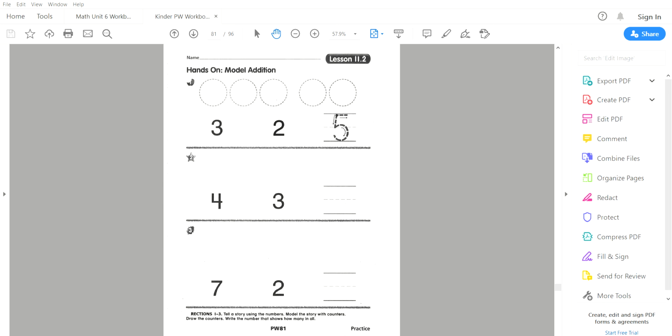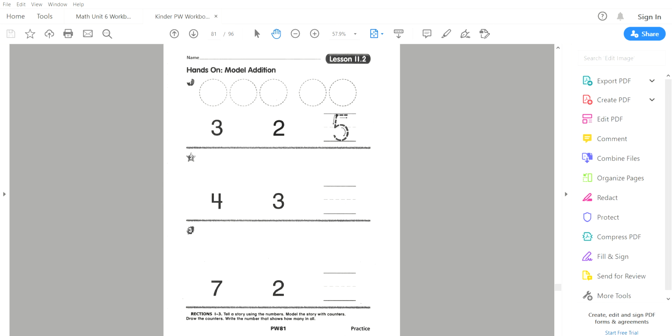I'll do number 1 for you, and then you can do numbers 2 and 3 by yourself. So I see the numbers 3 and 2. I'm going to make up a math story. 3 friends went to get a scoop of ice cream. They got 1 scoop each. 2 more friends came to join them and also got scoops of ice cream. They got 1 scoop each. How many scoops are there in all if there are 3 scoops and 2 scoops of ice cream?